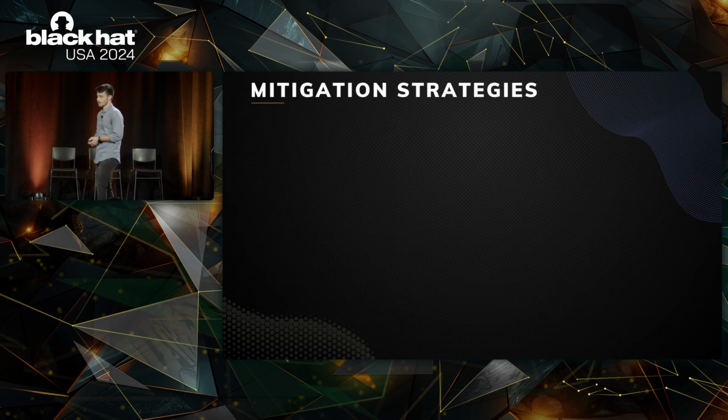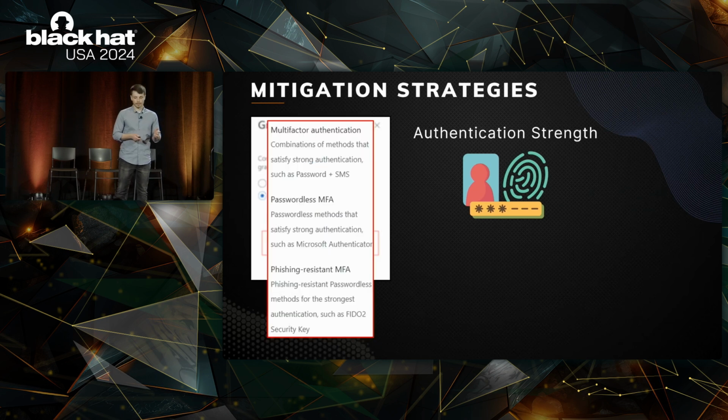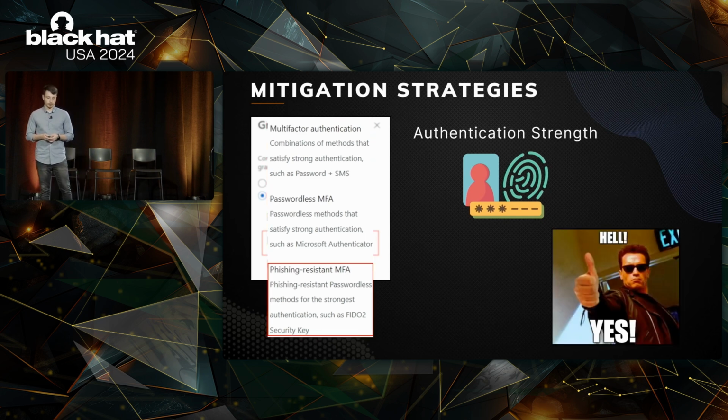Now for some mitigation strategies. We're going to use conditional access policies, specifically authentication strengths. It's something Microsoft introduced a while back, and with it, we can require authentication strengths. Specifically, there are 3 authentication strengths. What interests us is the phishing-resistant MFA option.